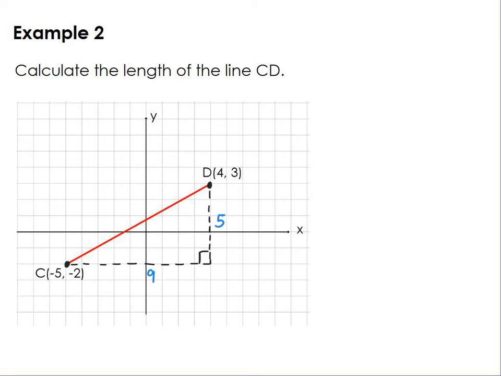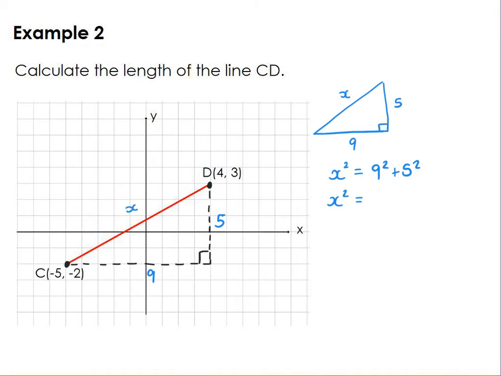So it's 9 and 5. Again, I'm going to redraw that triangle quickly. So I've got 9, I've got 5, and again, I'm going to call this side x. And you'll notice when we're calculating the distance between 2 points, it's the hypotenuse that we're calculating. So all of our calculations, they will be adding. So it's going to be 9 squared plus 5 squared.